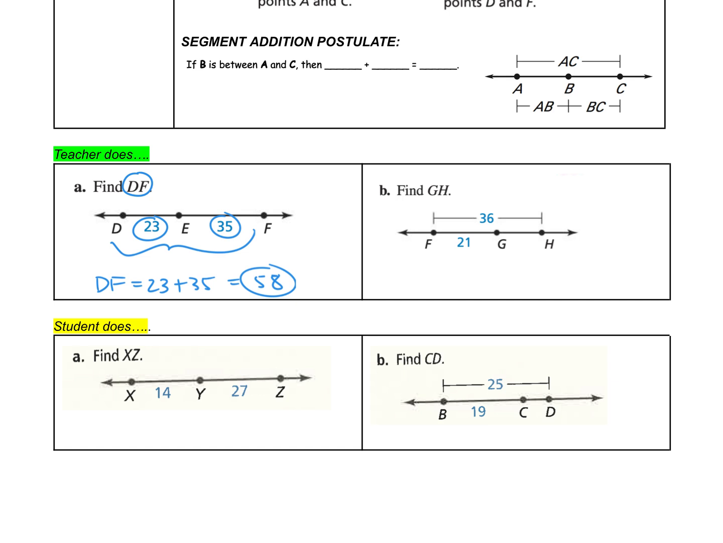B is a similar idea. In B, I'm looking for GH. Now, adding in this case does not make sense. If I take 21 and 36, I'm going to get a bigger number. Shouldn't GH be smaller than 36? Yes. Okay, so instead of adding, I'm taking the whole, removing the part I don't want. So what operation am I going to do? Subtract. Okay, so my GH then is going to be 36 subtract 21, which I think is 15.